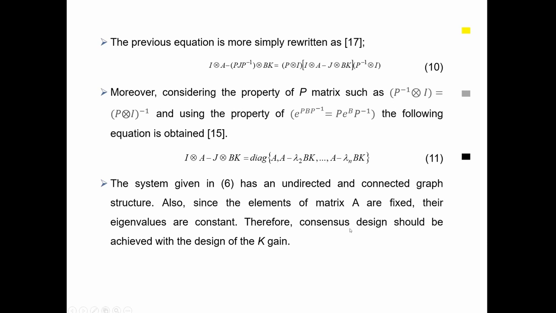So the system given in equation 6 has an undirected and connected graph structure. And also, since the elements of matrix A are fixed and their eigenvalues are constant as well, consensus design should be achieved with the design of the gain K. We cannot change all the elements of the matrix because they are all constant. So we have to design the gain K.